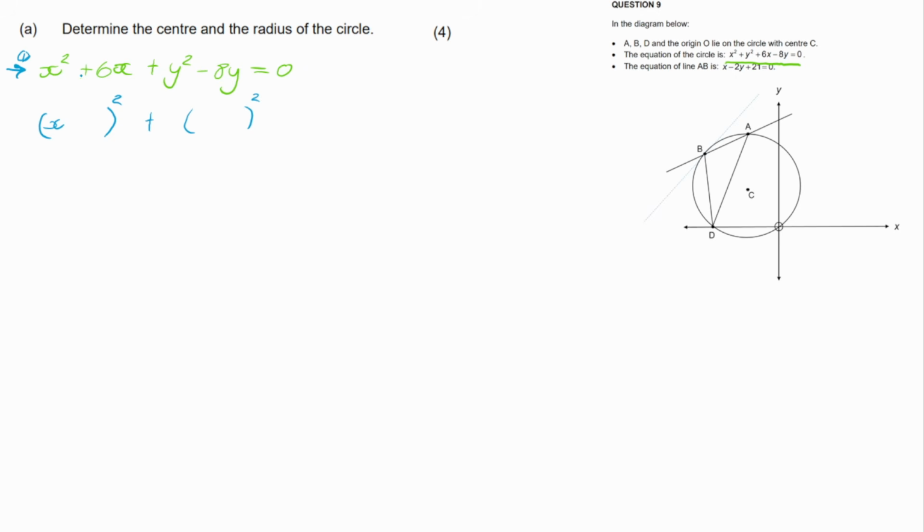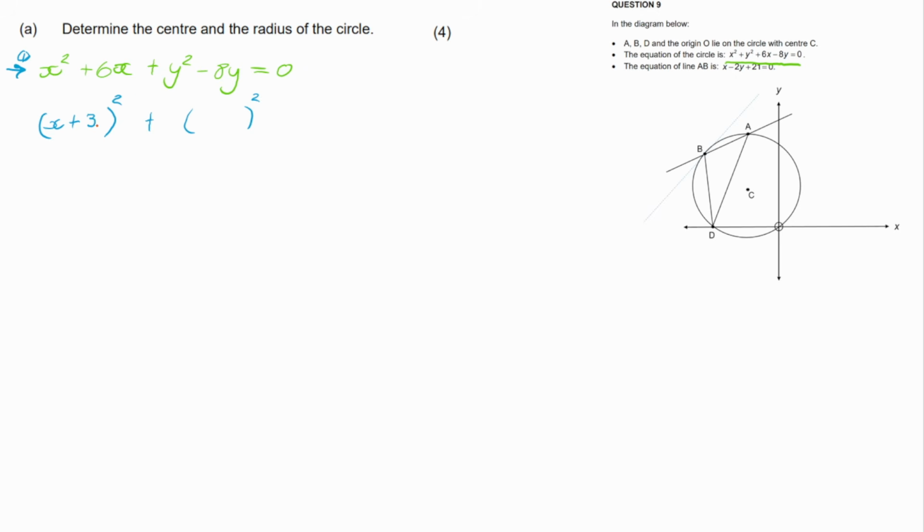And now what I do is this is a plus. I'll put a plus here. And now this was a 6, so I half this. So half of 6 is 3. So I've just put that 3 there. So it's just as easy as that.